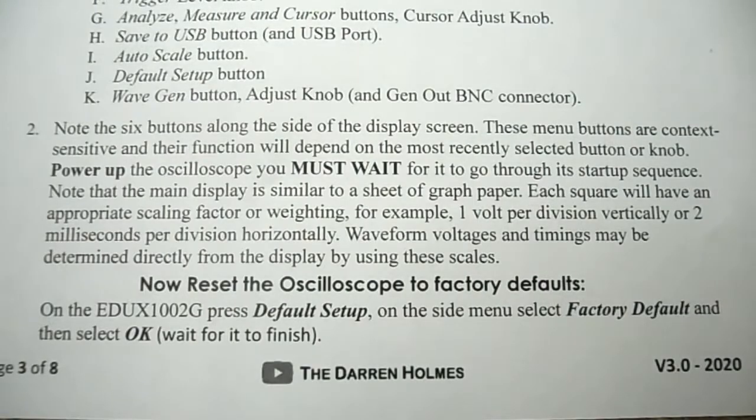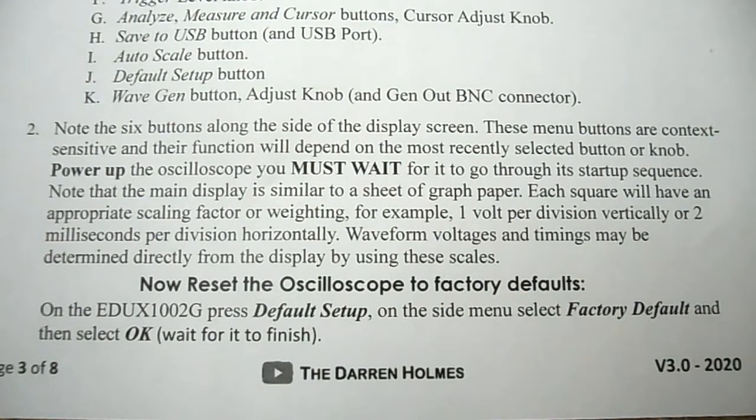So under procedure, step number 2, we're to note the 6 buttons alongside the display screen. It says these menu buttons are context sensitive and their function will depend on the most recently selected button or knob. So we're going to show you that as we go through the demonstration of the oscilloscope. So for right now, we want to power up the oscilloscope, and it says you must wait for it to go through its startup sequence, which is fairly lengthy.